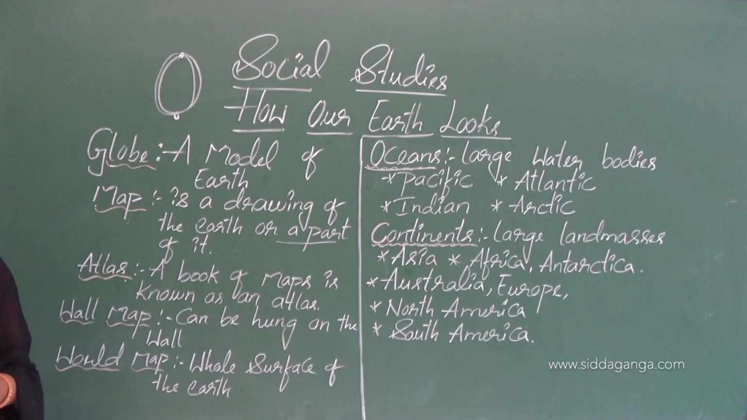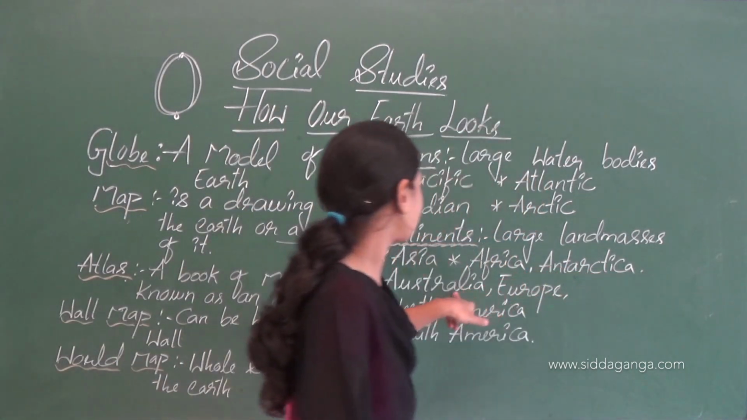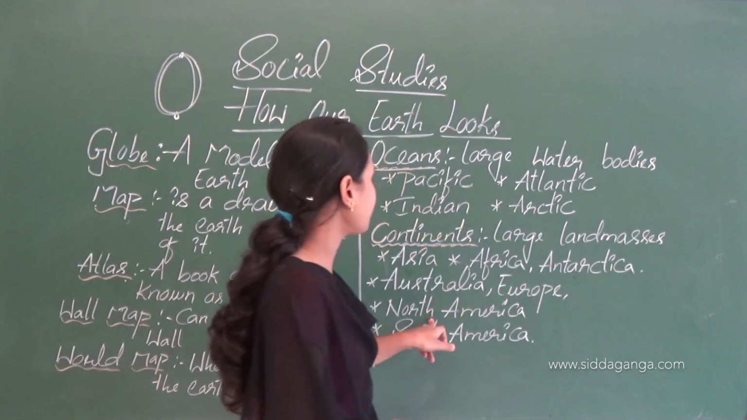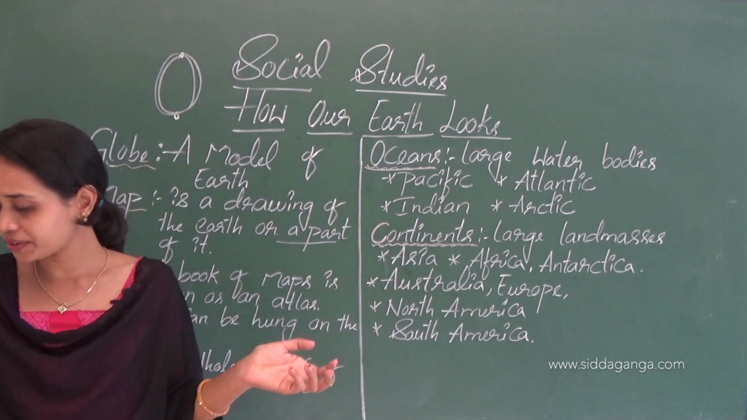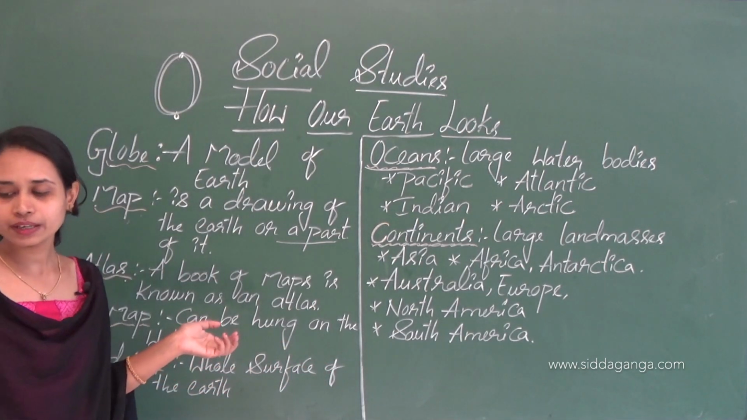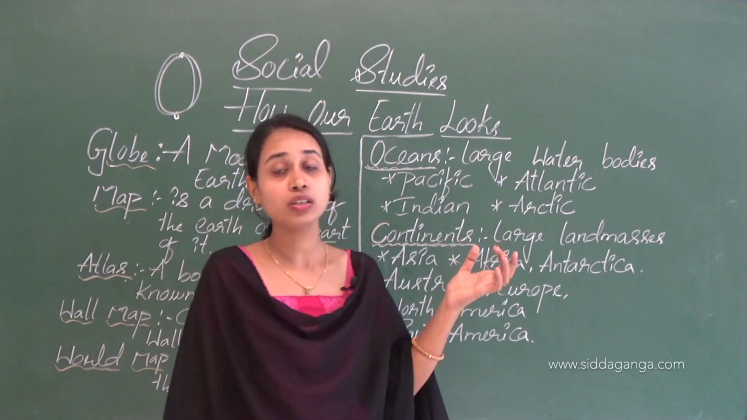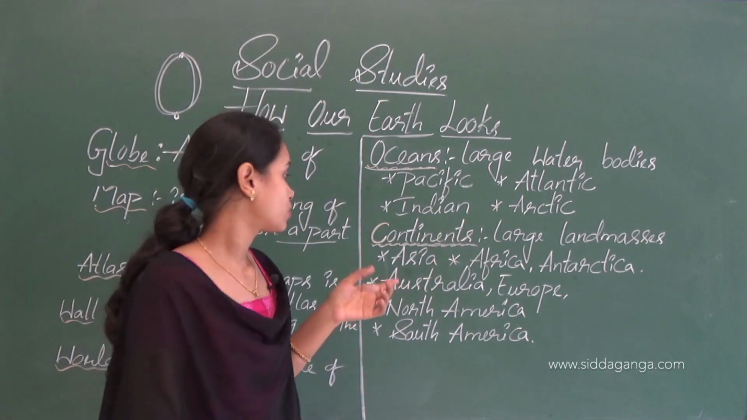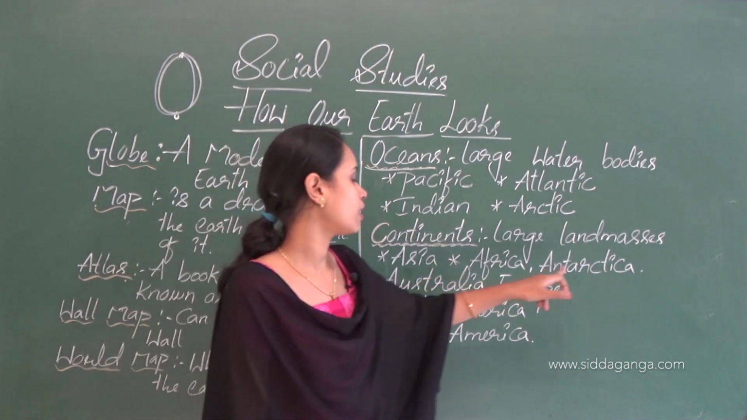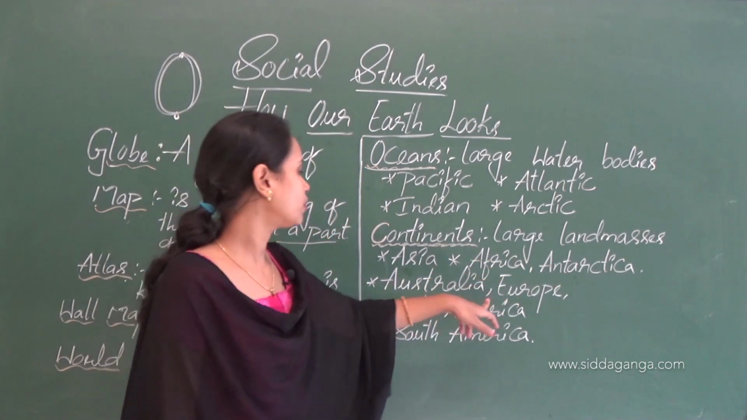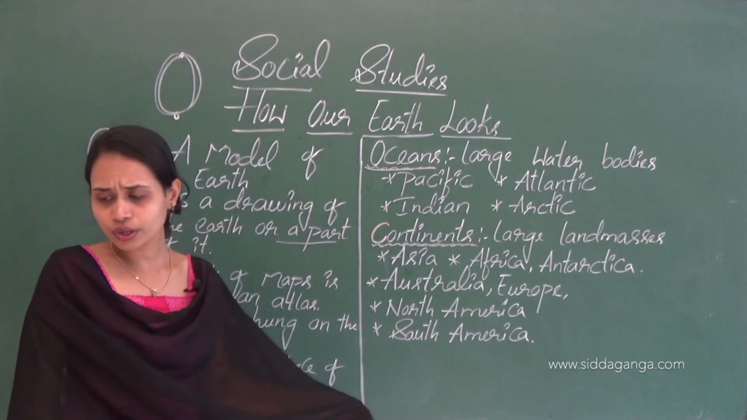Next are Africa, Antarctica, Australia, Europe, North America and South America. They are the 7 main continents, okay. So this is continents. Continents means large land masses. We can see the 7 continents: Asia, Africa, Antarctica, Australia, Europe, North America and South America, okay.